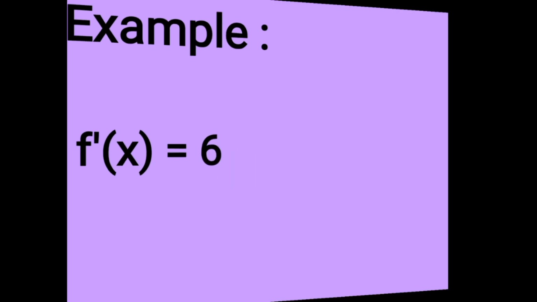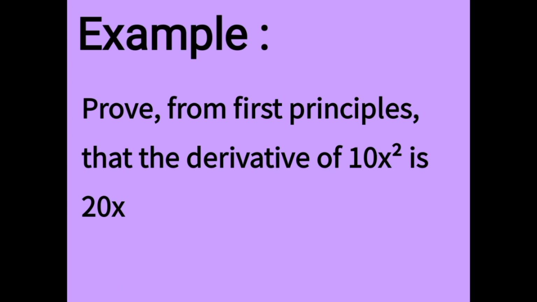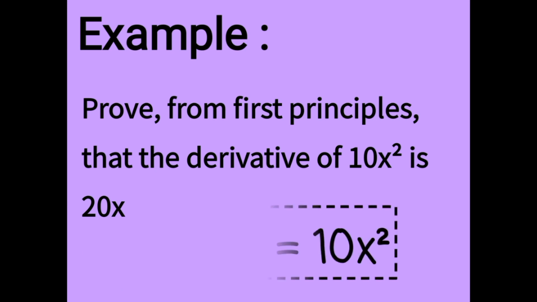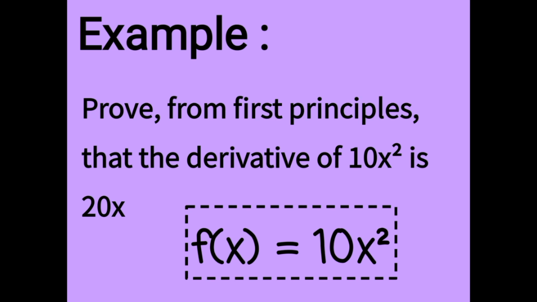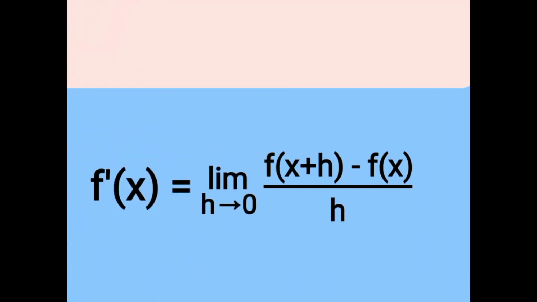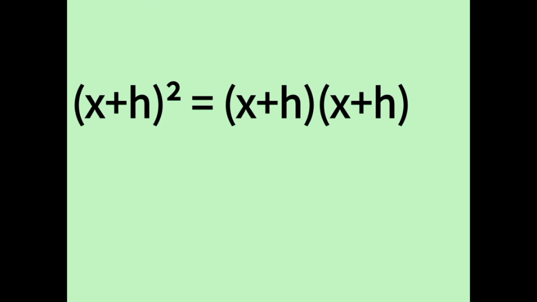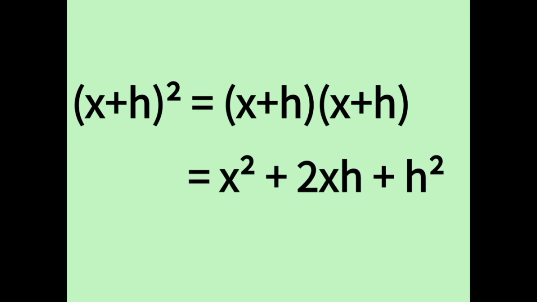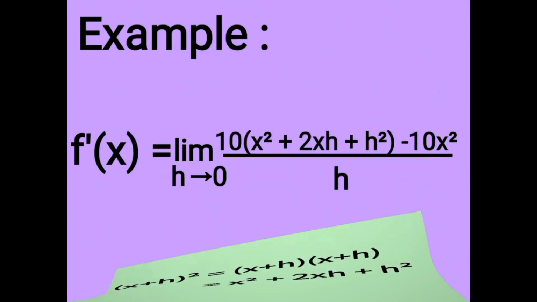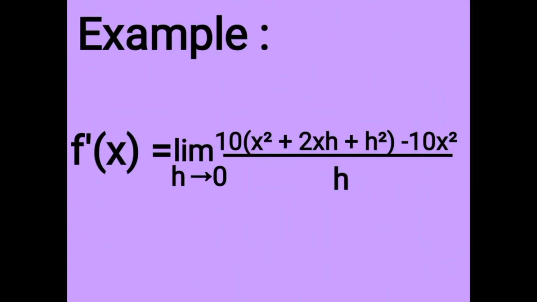Let's take a look at another example. Prove from first principles that the derivative of 10x squared is 20x. So here, f(x) equals 10x squared. Then, using the definition of the derivative, f dash x equals the limit as h tends to 0 of 10 times (x plus h) squared minus 10x squared over h. So first, I'll find the value of (x plus h) squared. So (x plus h) squared equals (x plus h) times (x plus h) equals x squared plus 2xh plus h squared. Then f dash x equals the limit as h tends to 0 of 10 times (x squared plus 2xh plus h squared) minus 10x squared over h.